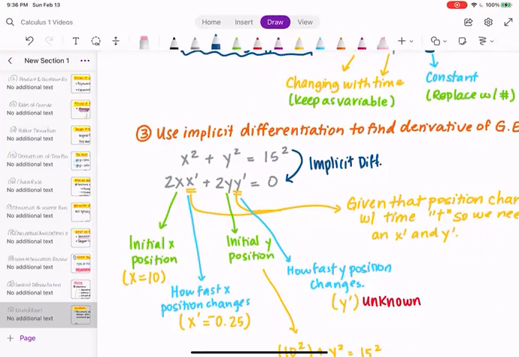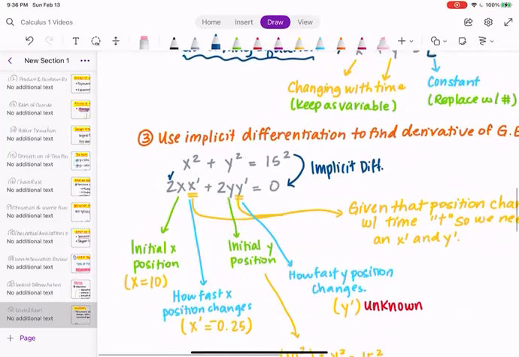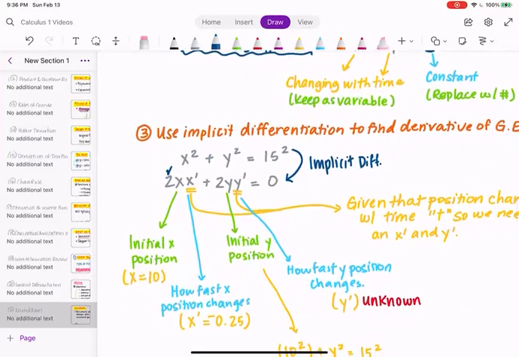So let's break this down. 2 is a constant, that's easy. x is the actual position, right? x is a number that describes the position, not how it's changing. x prime describes how it's changing. The good news is for this term, we're given both of those, right? We're given that initially the ladder is 10 feet from the wall, and that when I'm pushing it, I'm moving it 0.25 feet per second towards the wall.